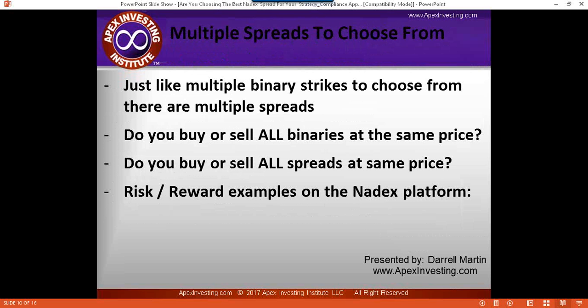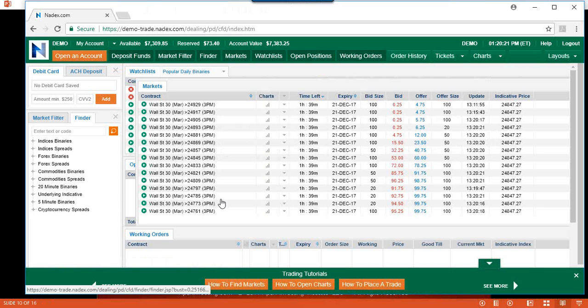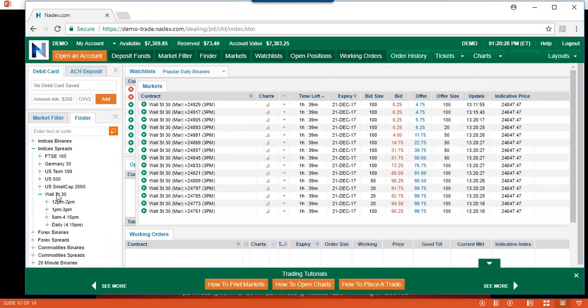So like we covered, just like multiple binary strikes to choose from, there are multiple spreads. All right, let's take a look at that. Let's take a peek here. When we looked at binaries, we were looking at the derivative of the Dow, the Wall Street 30. Let's look at that.